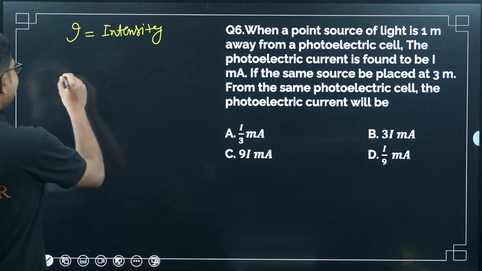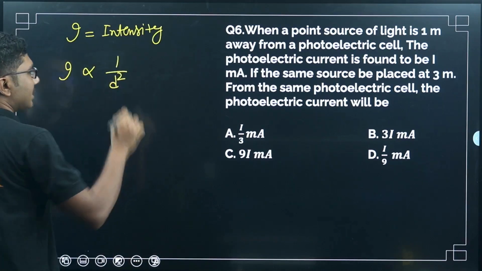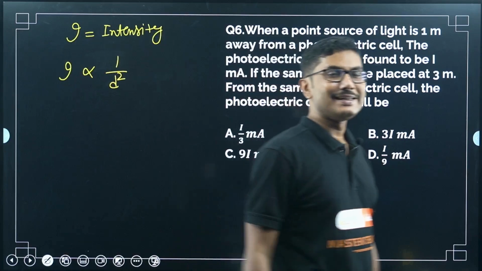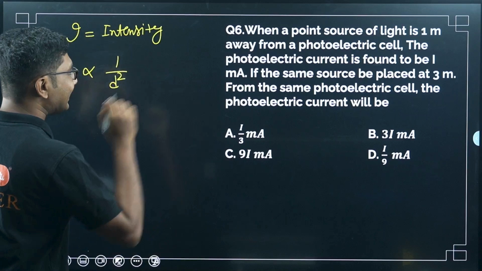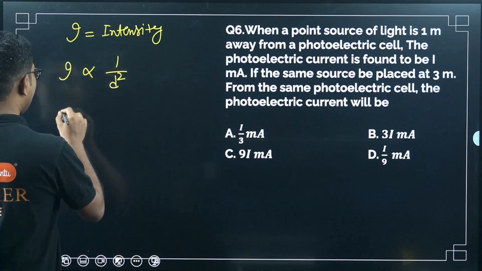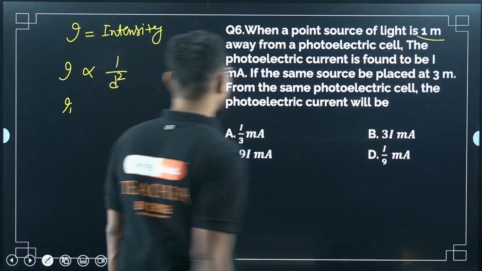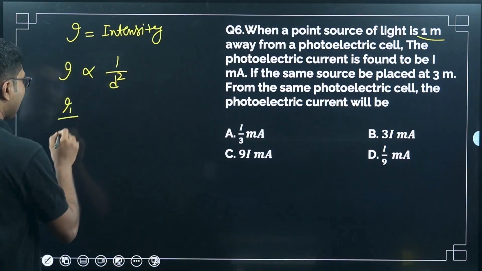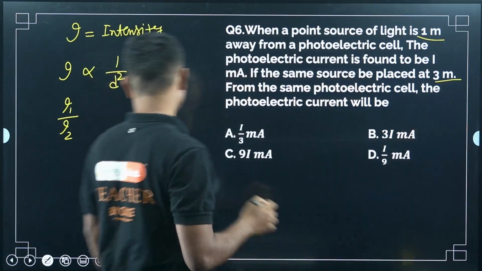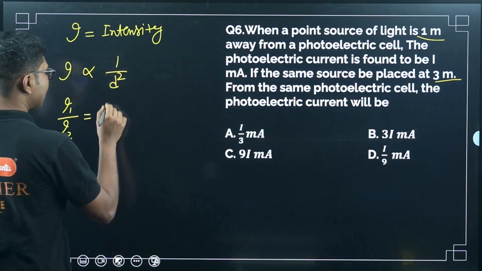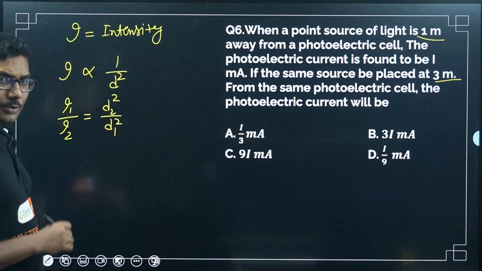Now we know that intensity is inversely proportional to the square of the distance. So the further the distance, the more the intensity decreases, with the square, right? Suppose initially the intensity of the light was I1, and the initial distance was 1 meter. The final distance is 3 meters. So I1 by I2 equals D2 square by D1 square. This is the law of inverse proportionality, right?